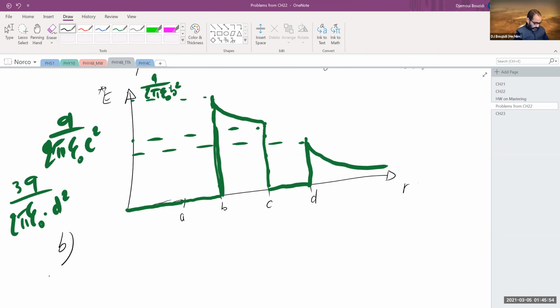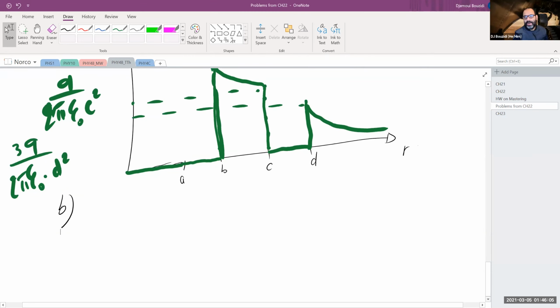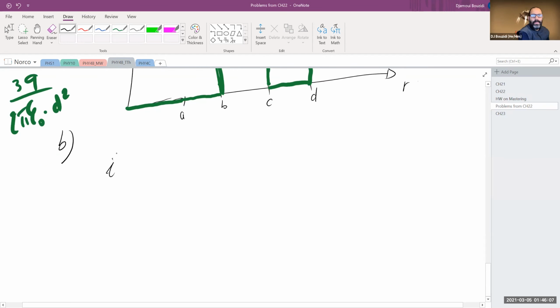Again, Part B, what is the total charge on A, on I? So we want to know the total charge on the inner surface of the small shell, basically for R equals A, on this surface. What is the charge there?